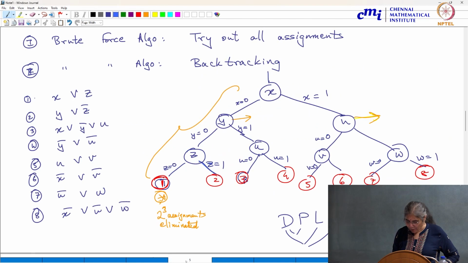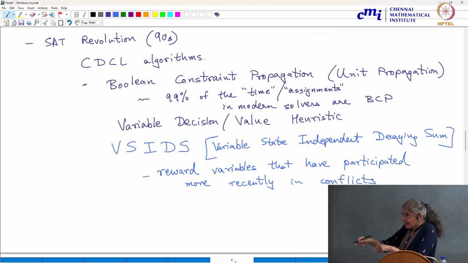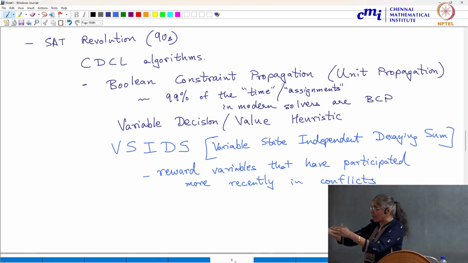So what do I mean by a conflict? A leaf like this is a conflict. You reach there and then you find, oh, some clause cannot be satisfied. This is like a bad state to be in. That's a conflict. So if a variable participates in reaching a conflict, then you reward it, so it is more likely to be picked as the next variable on which you will branch.